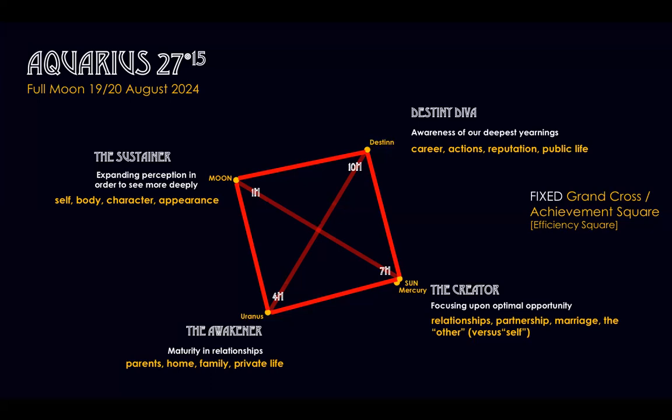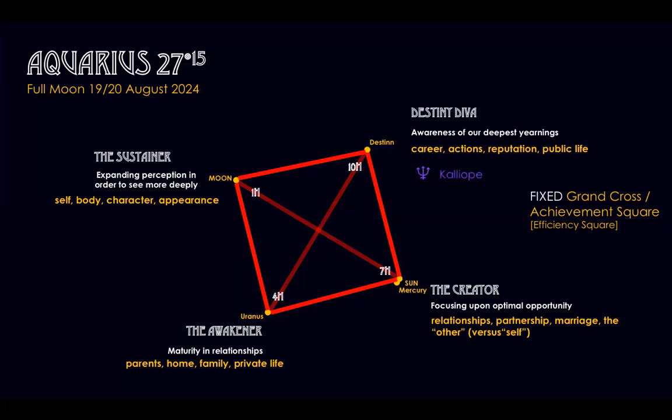because I've got it in the houses that it touches in my chart. So I have the sustainer in the house of my body and appearance and my essential identity, then the awakener in my house of roots and family and private life. The creator is in my house of partnerships, one-to-one relationships. And then Destiny Diva is in my house of career. Wow, what a place to have destiny.